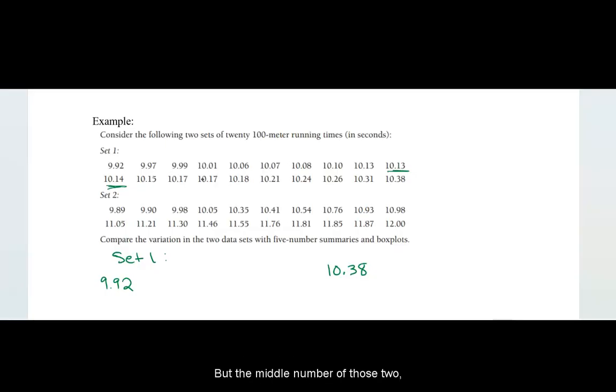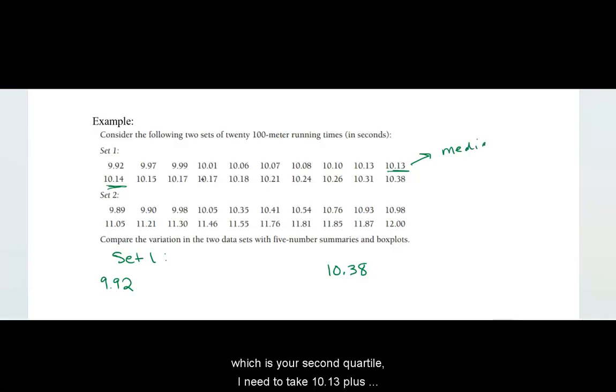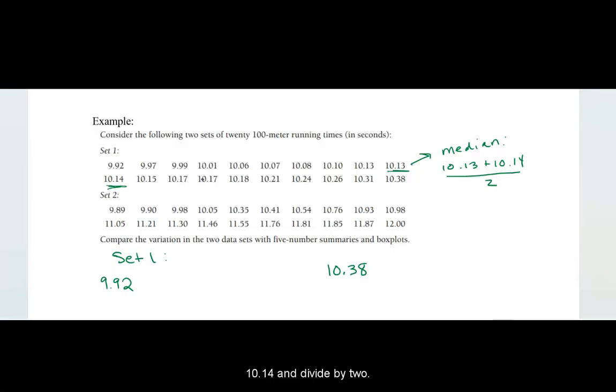To find the median, which is your second quartile, I need to take the mean of those 2 middle numbers, 10.13 plus 10.14, and divide by 2. Because remember, to find the median of an even number of data values, you have to find the 2 middle numbers and then take the average of those numbers. So add those up and we get 10 point, and I'm going to just round.